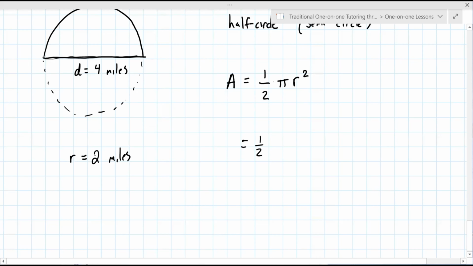So the formula is 1/2 pi r squared. The value of pi is 3.14. What is the value of r? The value of r? Yes. 2. Okay. So put that in your calculator.